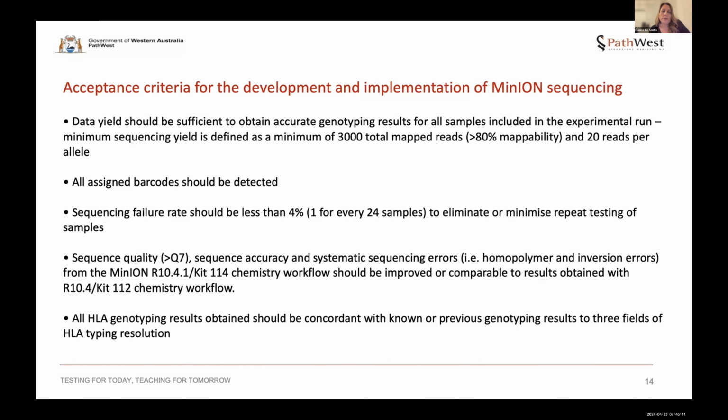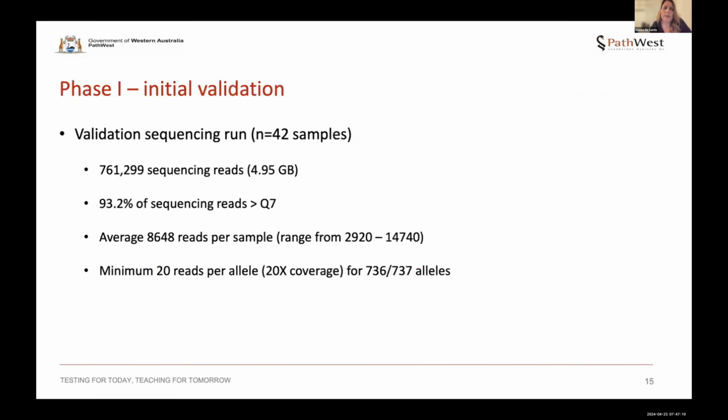Our sequence quality had to be greater than Q7, and sequencing accuracy and systematic sequencing errors, such as homopolymer and inversion errors that we were seeing with previous chemistries and flow cells, had to be improved with the new chemistry or comparable to the results obtained with the previous version. And of course, all genotyping results had to be concordant with known or previous genotyping results to the 3rd field of HLA typing resolution.